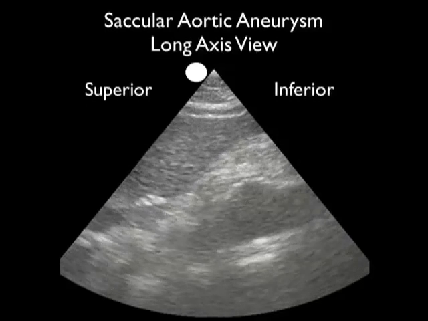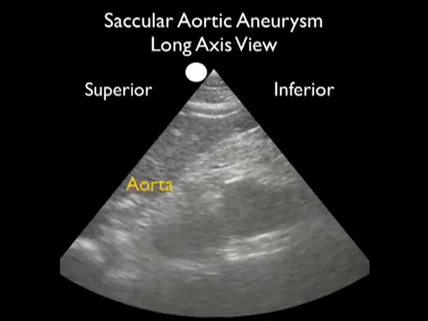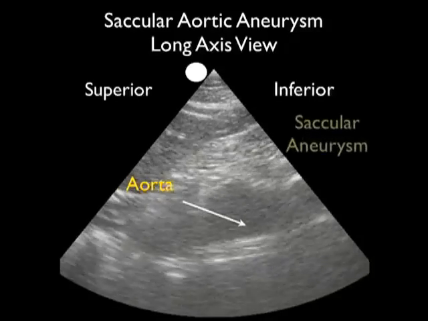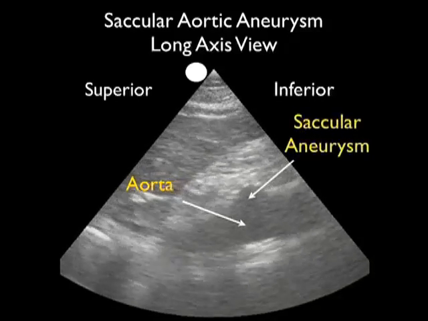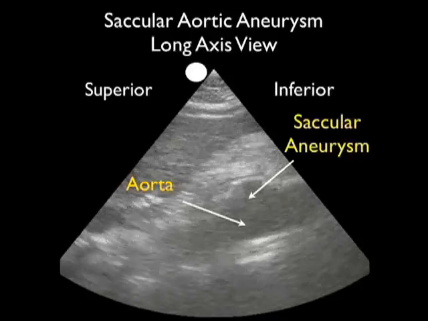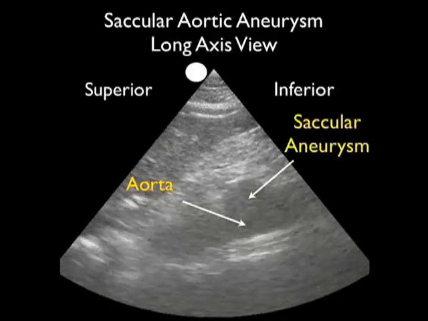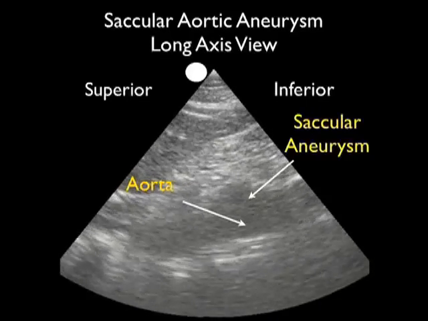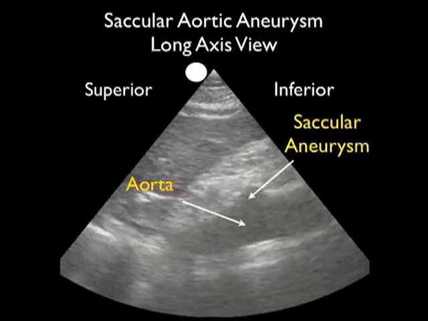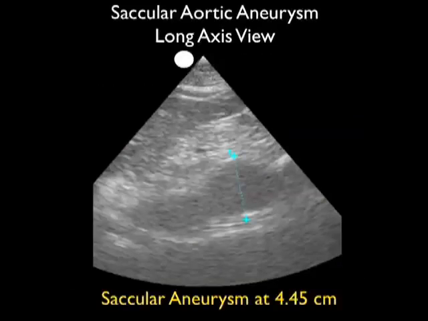This is a rare video clip showing a saccular abdominal aortic aneurysm in a patient who presented to the ED with epigastric abdominal pain. We have the probe positioned in a long axis configuration, superior to the left. And we see the aorta running from left to right, and we see an outpouching of the aorta coming anteriorly there. That's a saccular aneurysm, and as we measure it, we come up with a measurement of 4.45 centimeters.